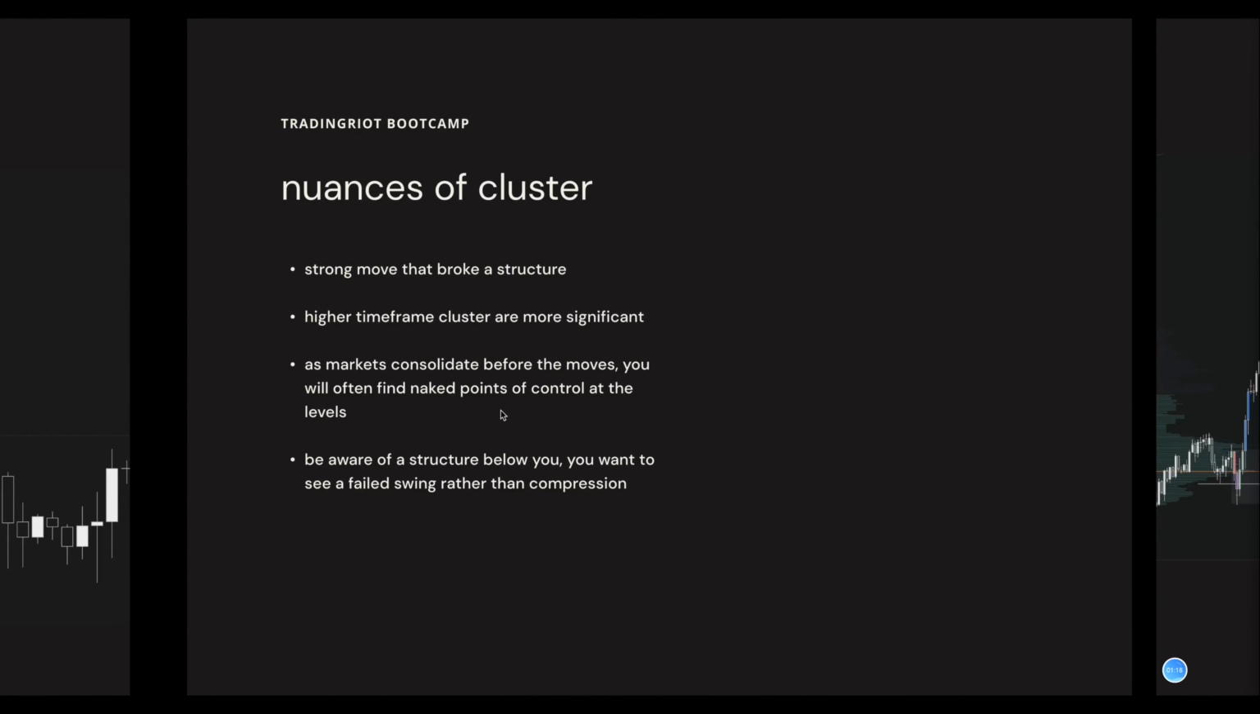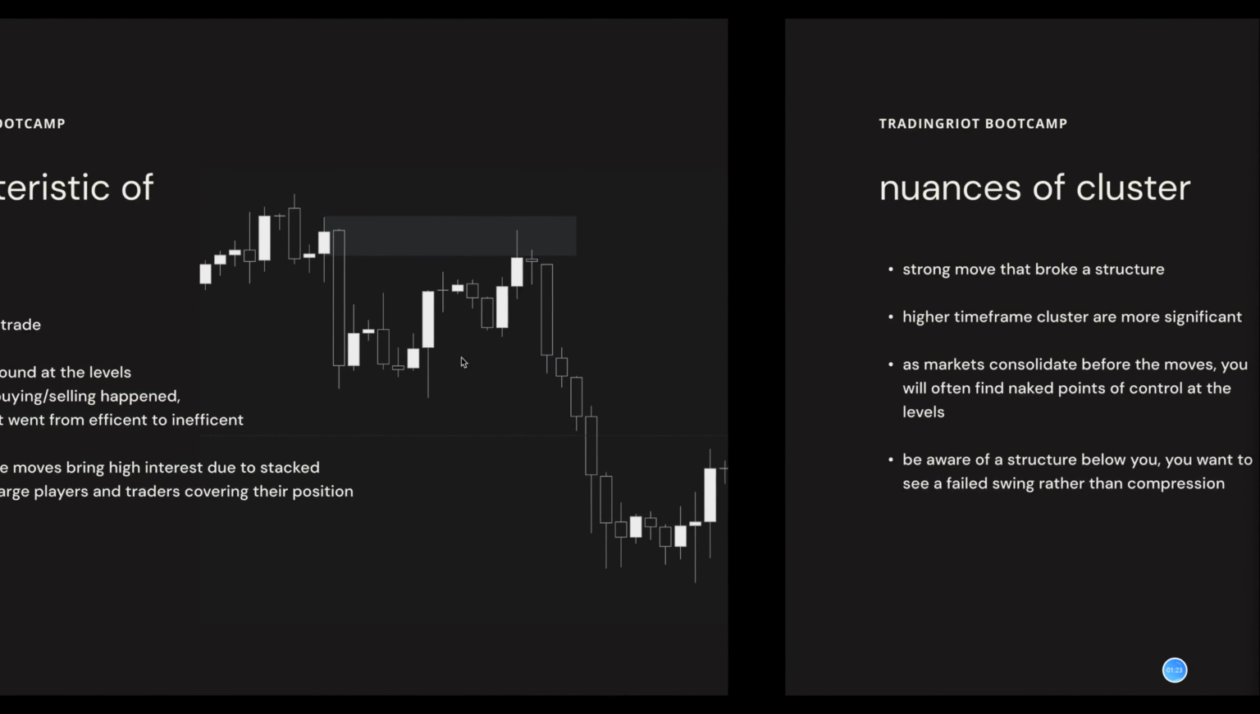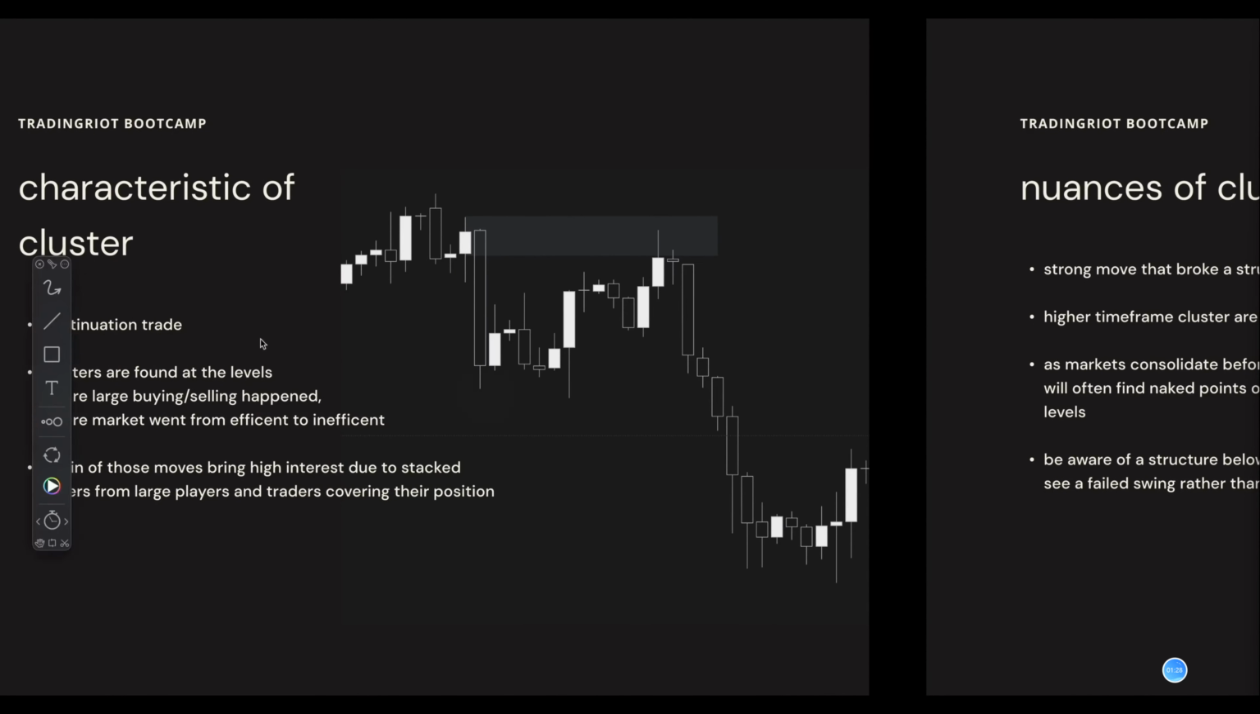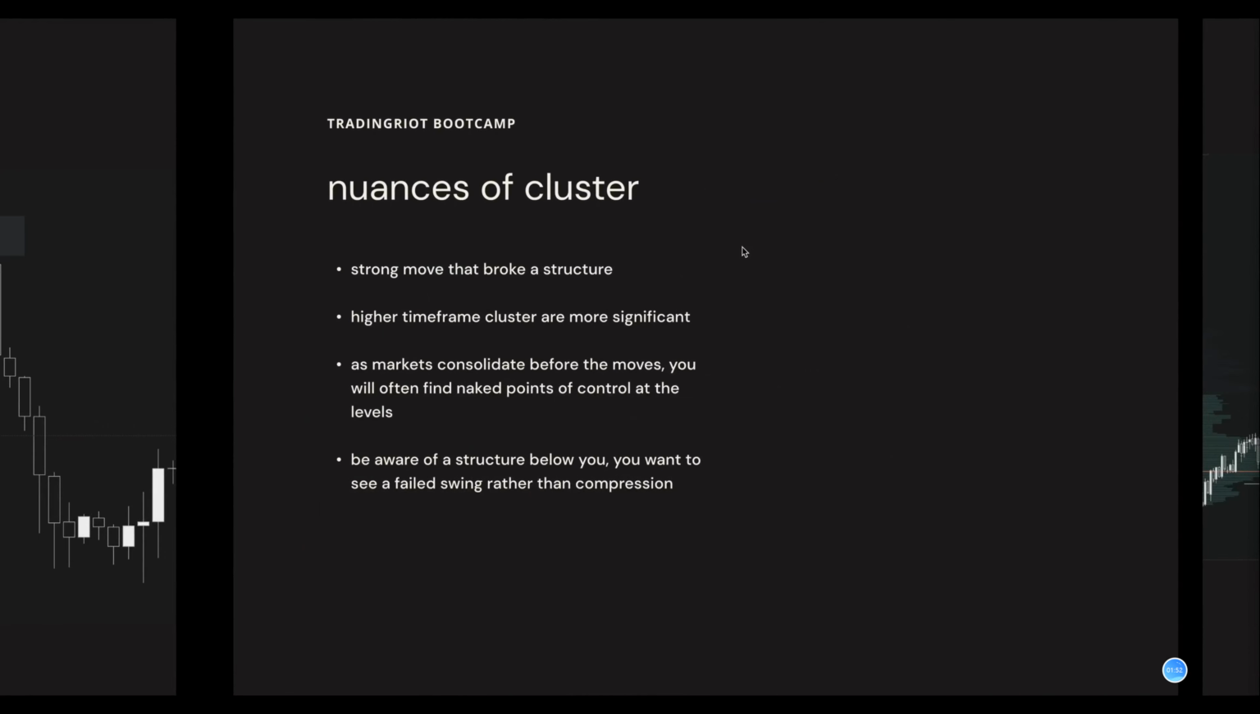Nuances of a cluster: the move should be a strong one that will break a structure. This goes back to the basics of market structure. I know that we cannot see to the left, but let's say that this is the swing low, which produced the high, and we broke the market structure here. This is your signal that this inefficiency, this large liquidity gap, was actually strong enough, and the market is more likely to continue. Higher time frame clusters are more significant.